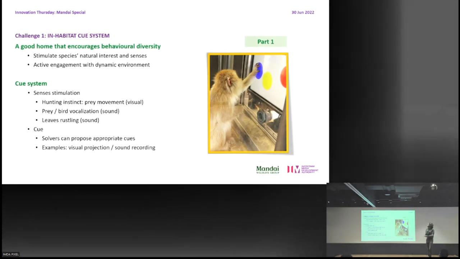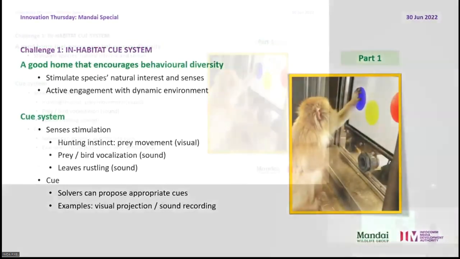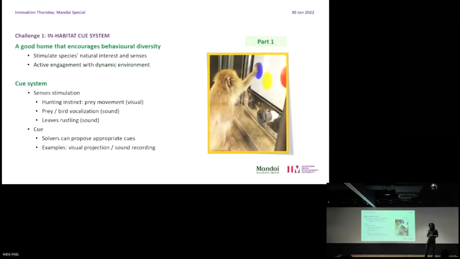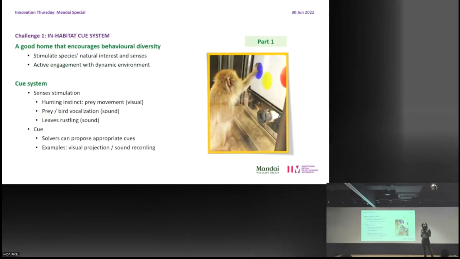So for the in-habitat cue system, you can somewhat separate it into two parts. And it actually is mentioned in the name itself, in-habitat and cue system. So when we talk about behaviors, as Cecilia has explained before, they should always be instigated by a stimulant or by a cue system that will actually trigger the behaviors to happen.